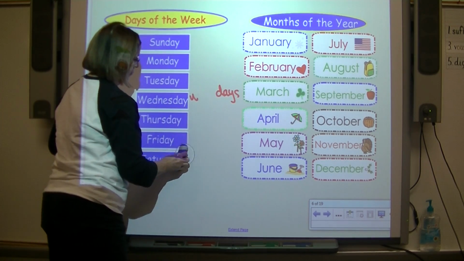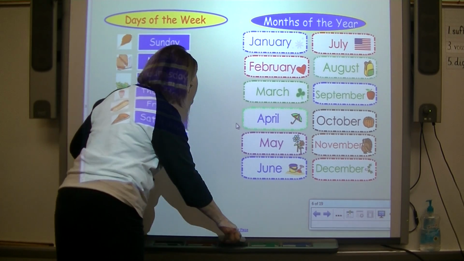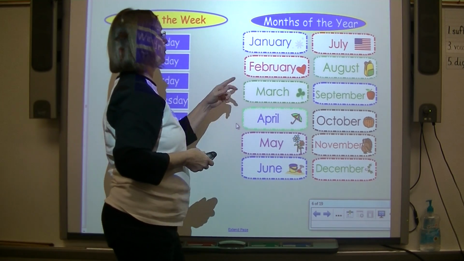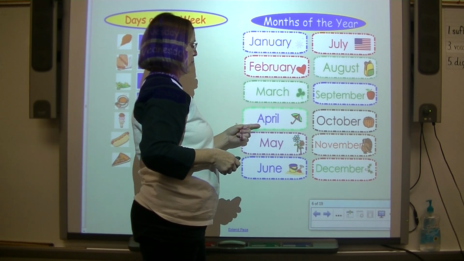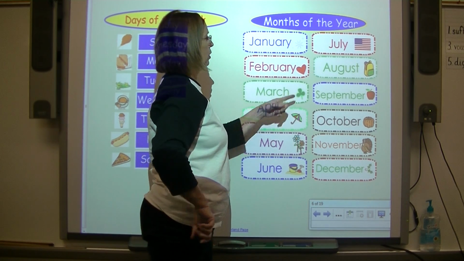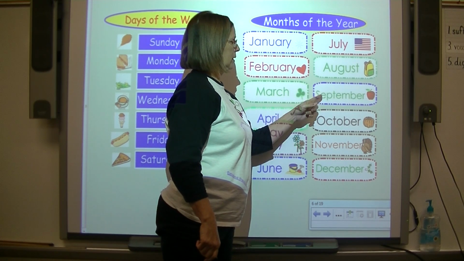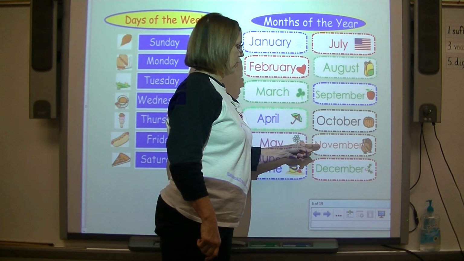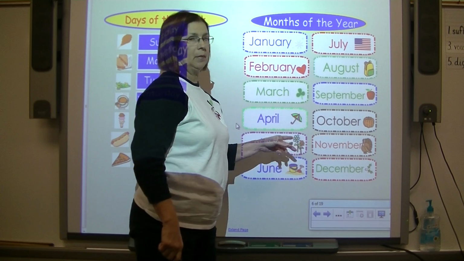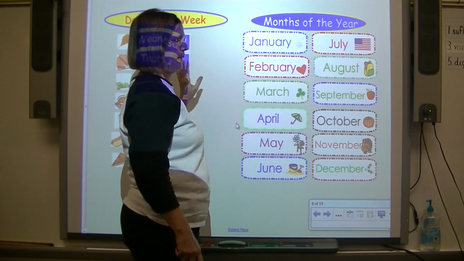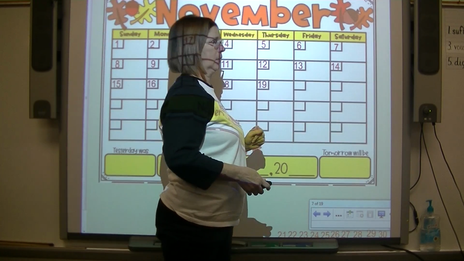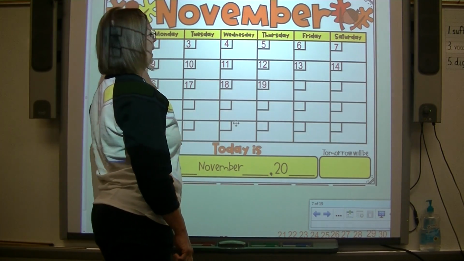Okay? Now, let's look at our months of the year list. Read with me. January, February, March, April, May, June, July, August, September, October, November, December. How many months are in a year? 12. There are 12 months in a year, 7 days in a week. Okay, let's take a look at our calendar.